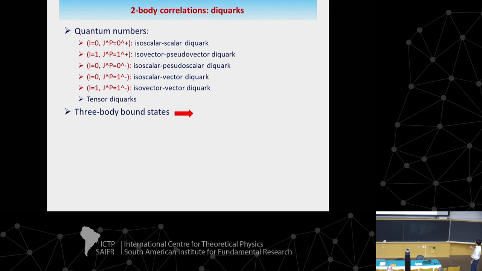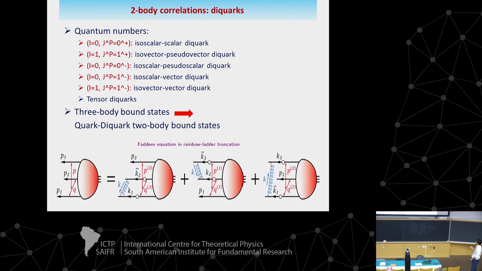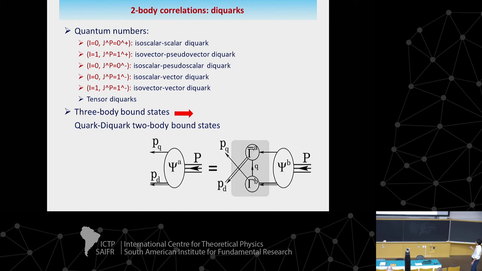With the help of diquarks, the three-body bound state equation can be simplified to a quark-diquark two-body bound state equation. This is the three-body effective equation. We use the concept of diquarks, and it can be simplified to a two-body quark-diquark effective equation. The psi here is the quark-diquark effective amplitude, and these two gammas here are the amplitudes of the diquarks.